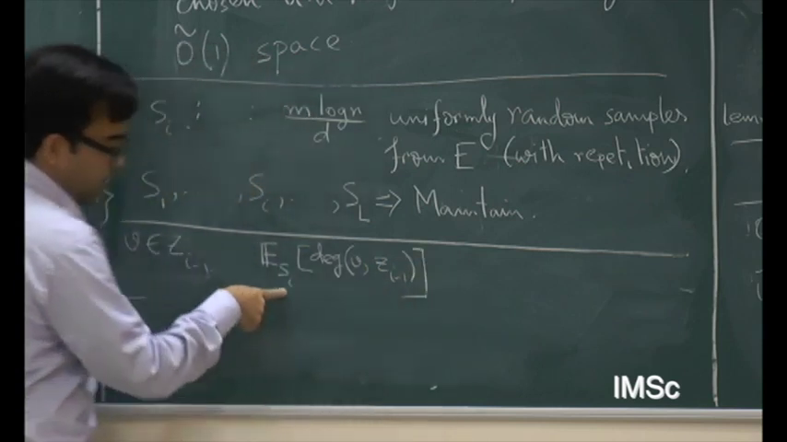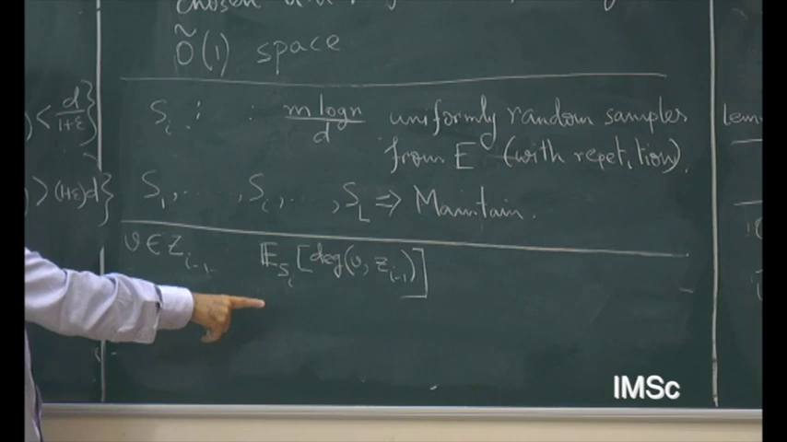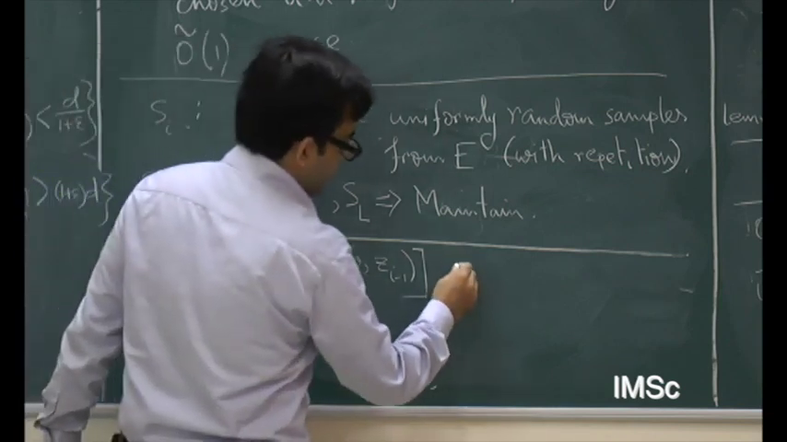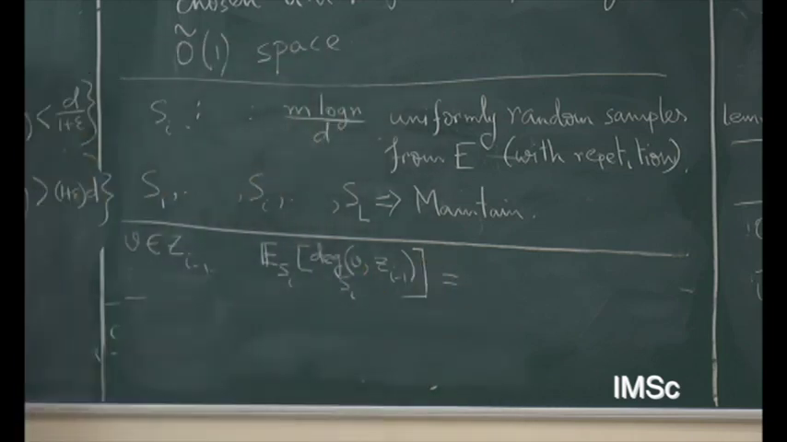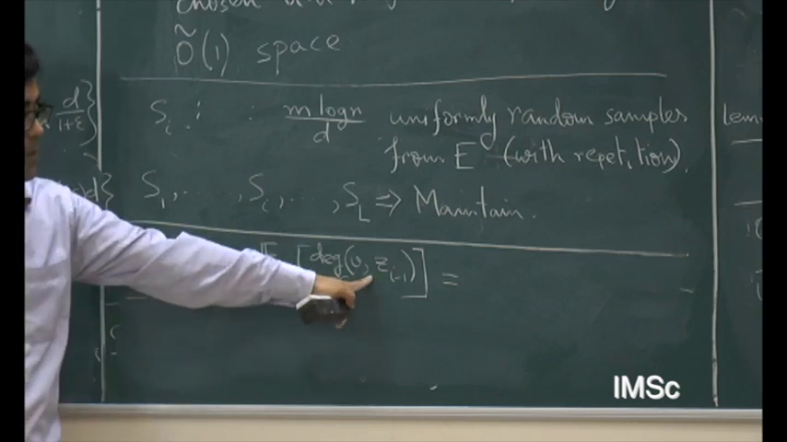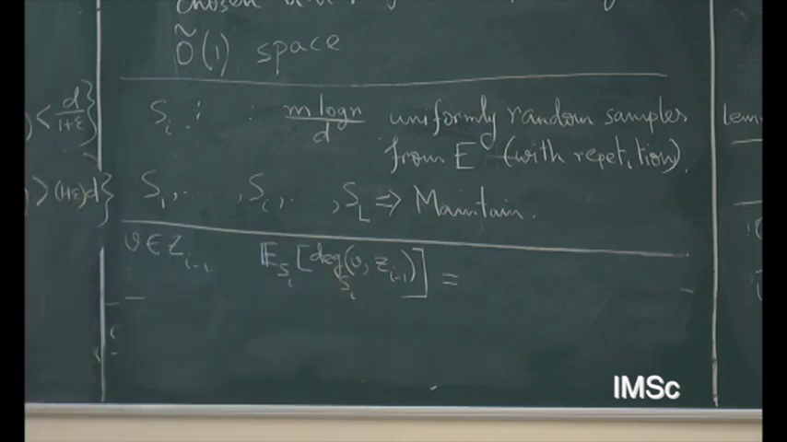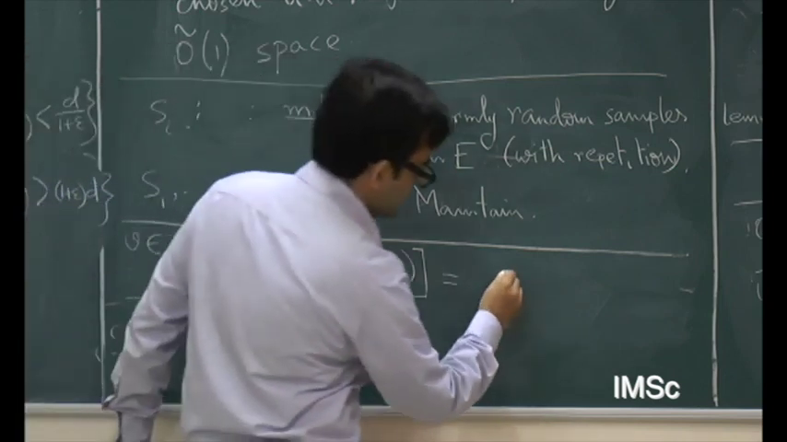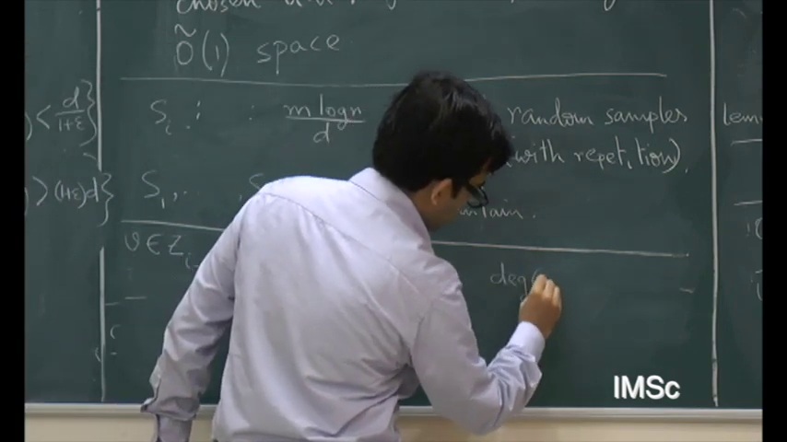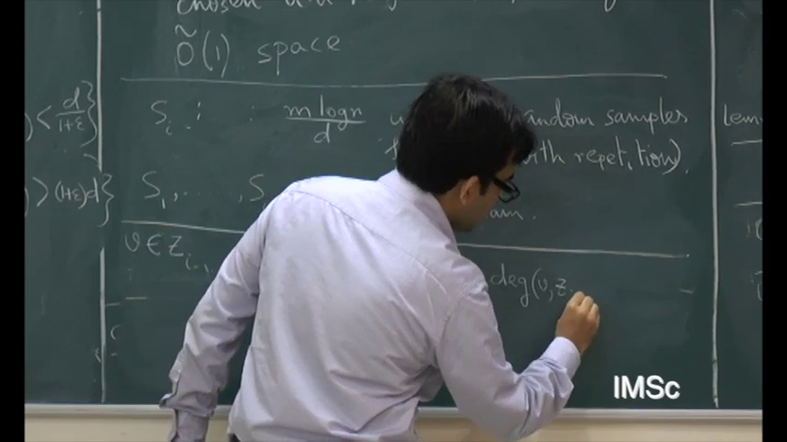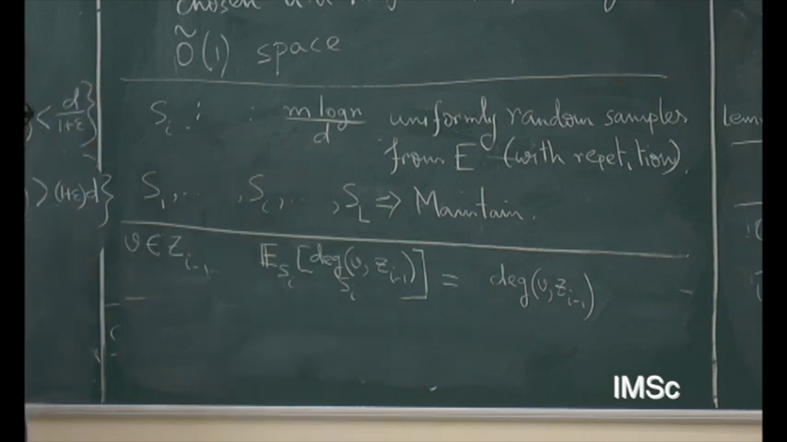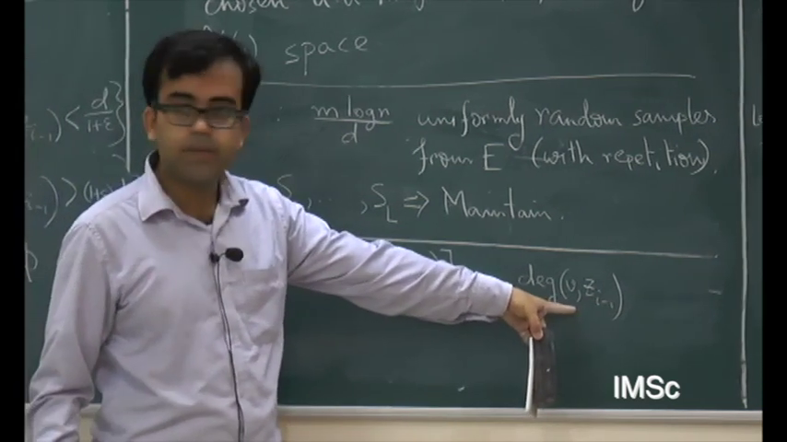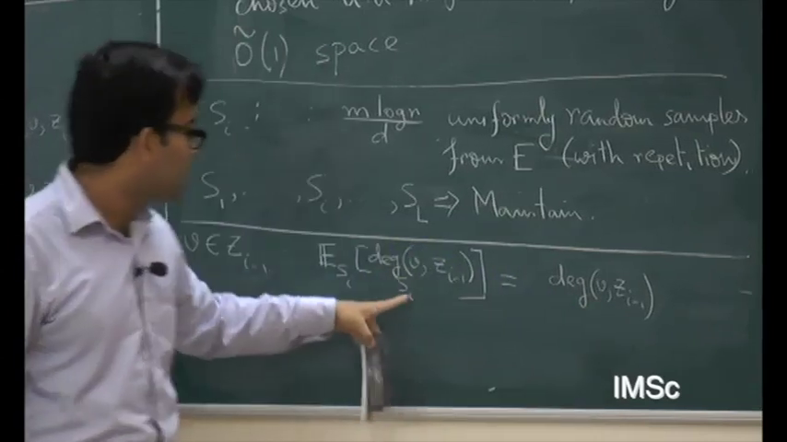With respect to this sample, expectation is with respect to this sample, okay? What will be its expected degree? Each edge that appears, sorry, this is its actual degree, right? Each edge that appears here, what is the probability that it appears here?